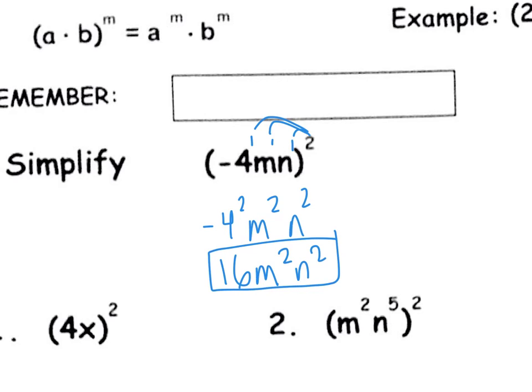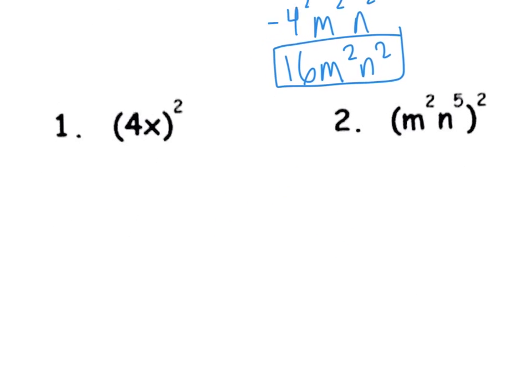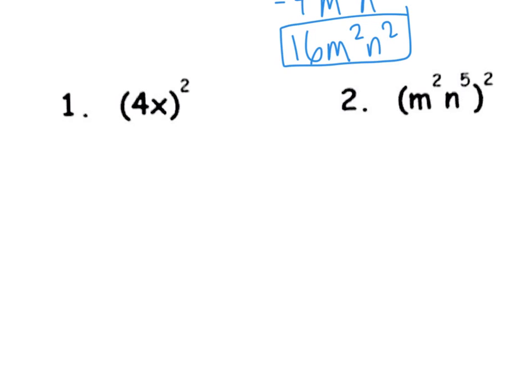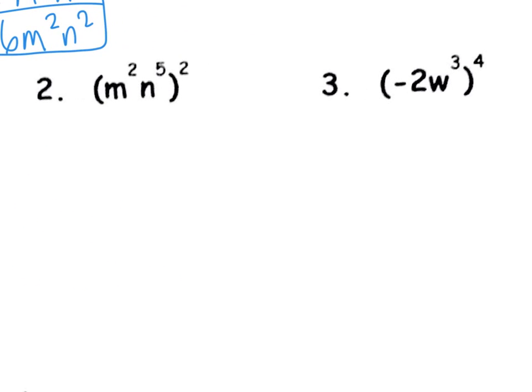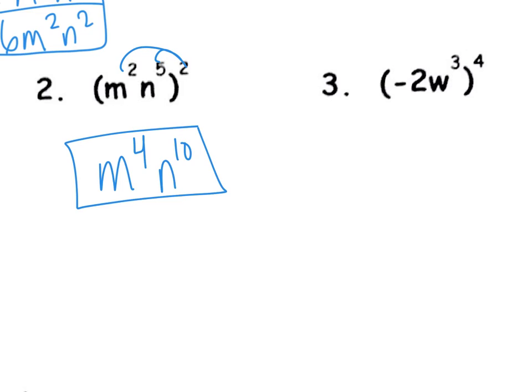So with a power to a power, you're going to distribute to everything on the inside of the parentheses. As you look at 1 and 2 here, since there is no exponent, give them exponents. That should be the first thing you do. And now distribute. So 4 to the second, x to the second. 4 squared is 16, so we can change that to 16x squared. Move over, same thing, distribute, so m to the 4th and n to the 10th.